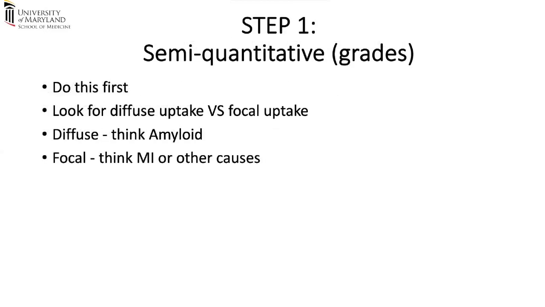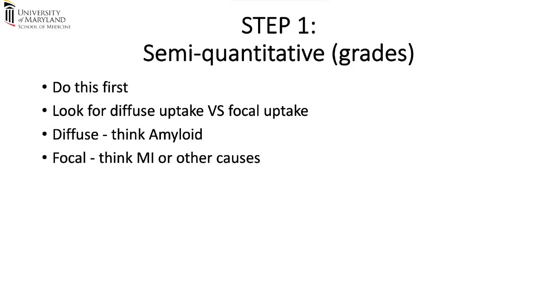So step 1, which I like to do, is the semi-quantitative, the grades. Do this first. Look for diffuse uptake versus focal uptake in the heart. Diffuse uptake, you want to think amyloid. Focal uptake, it might have been a previous myocardial infarction or other etiologies for focal uptake.